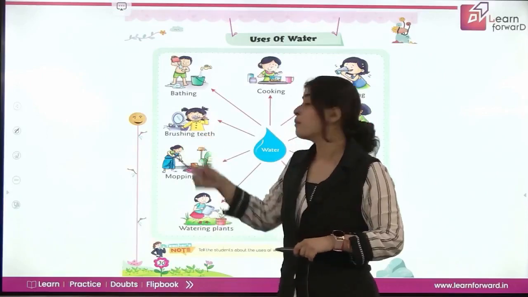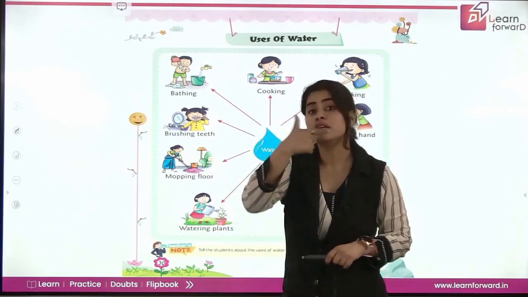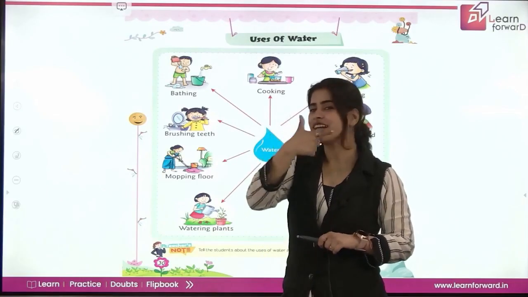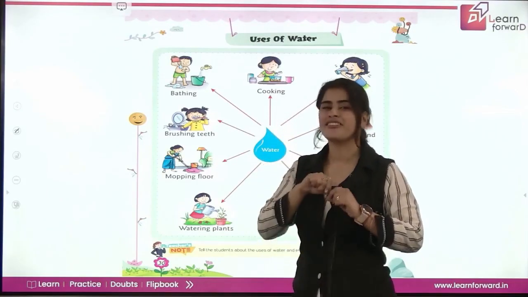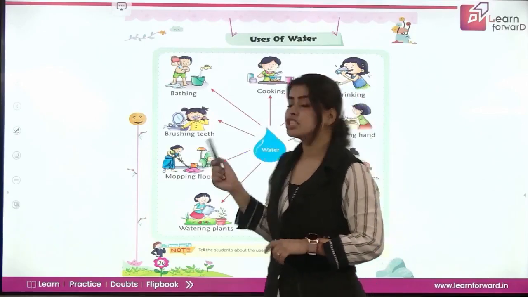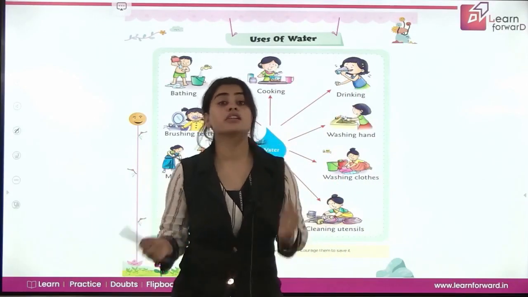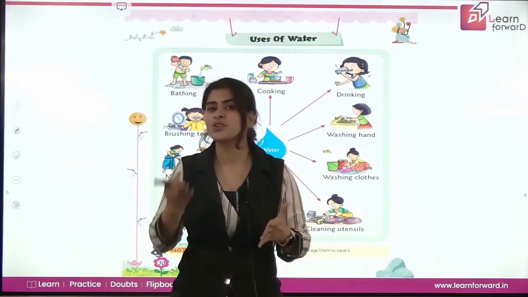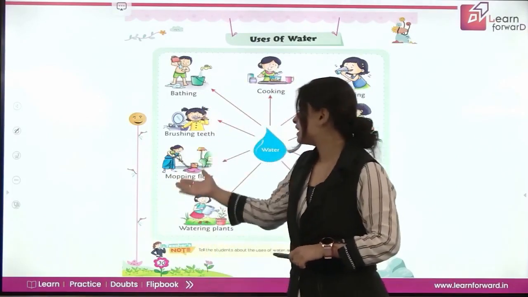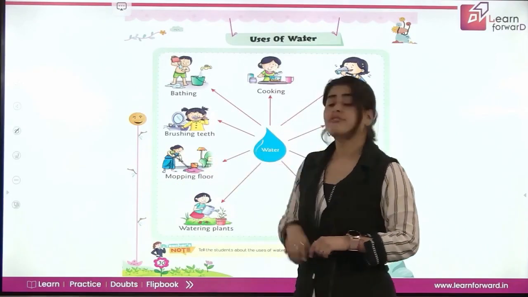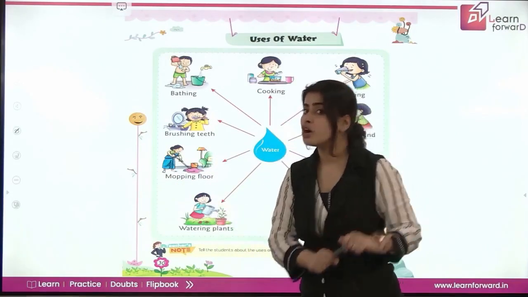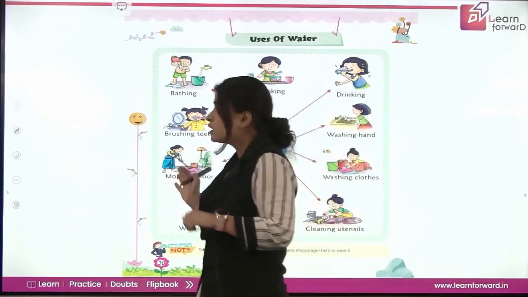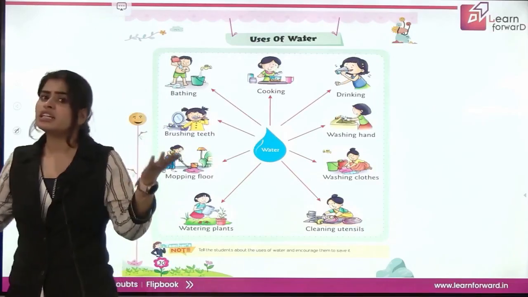Next is brushing teeth. When we brush our teeth, how do you brush your teeth? Like this or like this? Okay, very good. So when we brush our teeth, we need water for that. Without water, can you brush your teeth? No, you cannot. Next is mopping the floor. When we clean the floor with a mop, we need water for that, because if we don't use water, it will be dry.